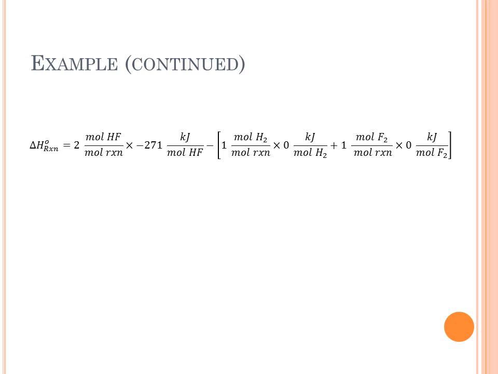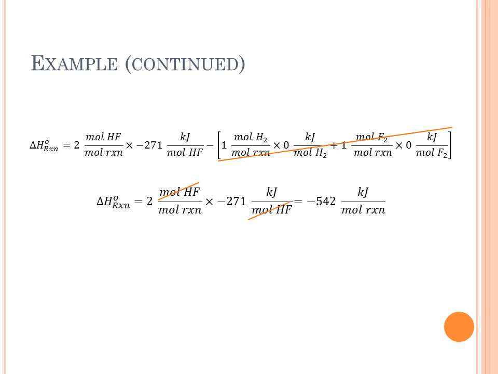So we have 2 moles of HF per mole of reaction times the negative 271 kilojoules per mole of HF. I plugged in the coefficients and everything for the elements on the reactant side, but you can see their delta H's are 0, as we mentioned before, so that whole term is just going to go away. So we're just focused on the 2 times the negative 271 kilojoules per mole, where the moles of HF will cancel. We'll have kilojoules per mole of reaction, and we'll end up with a negative 542 kilojoules per mole of reaction. So that is the delta H for that particular reaction.